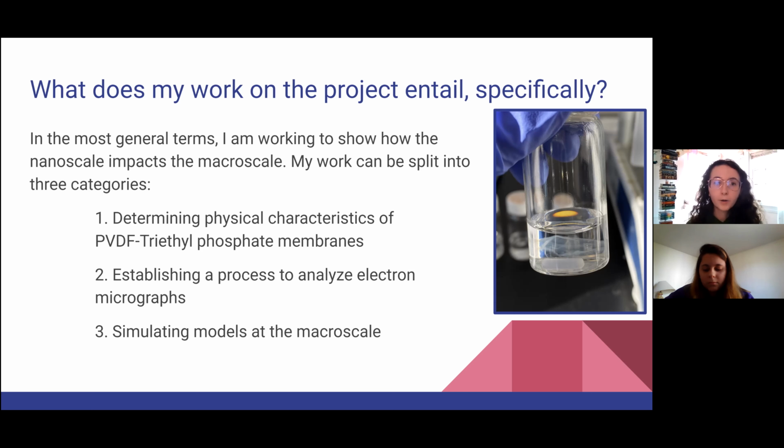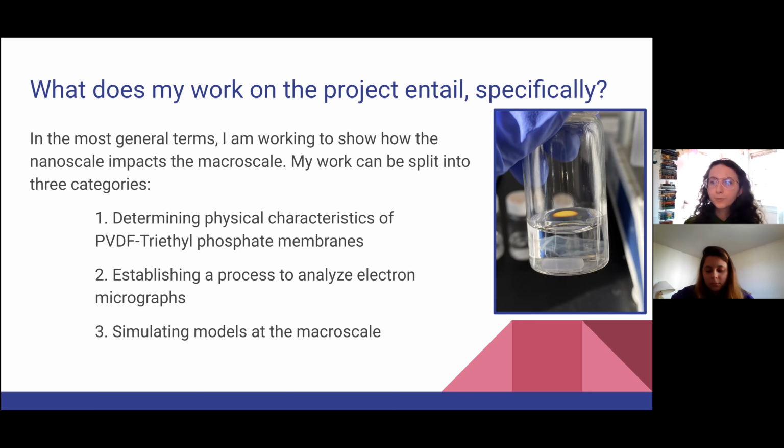In the lab, I worked to determine physical characteristics of PVDF triethylphosphate membranes by synthesizing and then testing them. And then while I was at home over the summer, I worked to analyze my results and establish a process to analyze electron micrographs. And then finally, this school year, I have worked on simulating models at the macro scale. And I'm hoping to, at the end, sort of tie all of my work together.